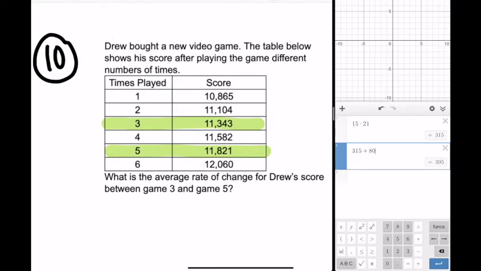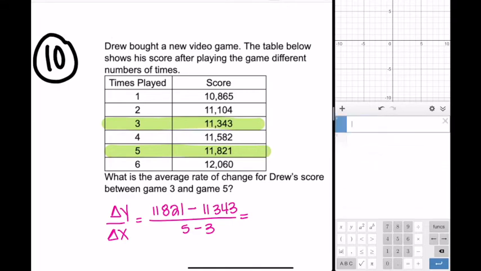To find the average rate of change, or the change in y over change in x, we would subtract the y values, so 11,821 minus 11,343 over 5 minus 3. We can simplify that. 11,821 minus 11,343 is 478.